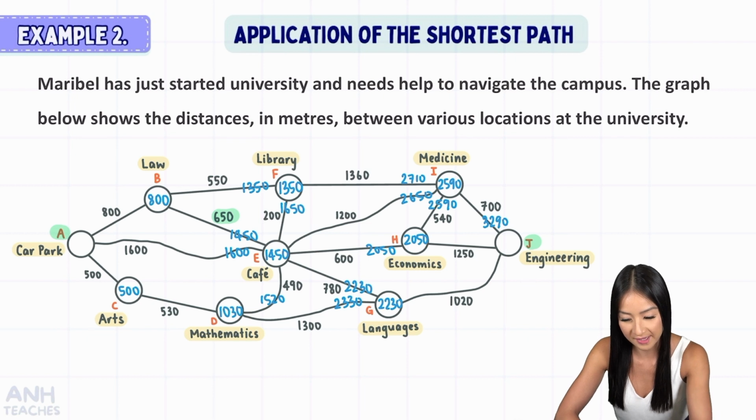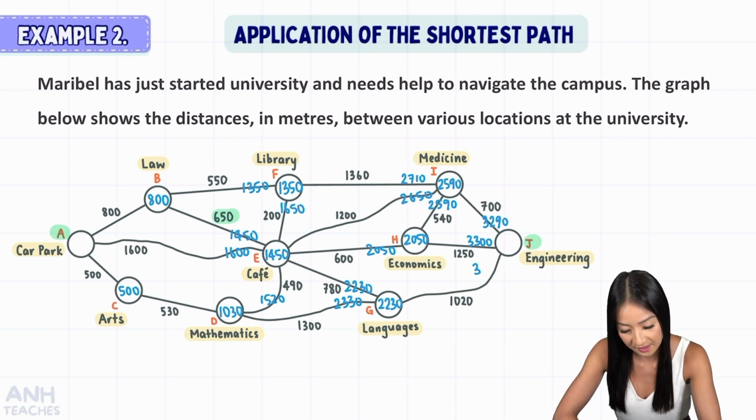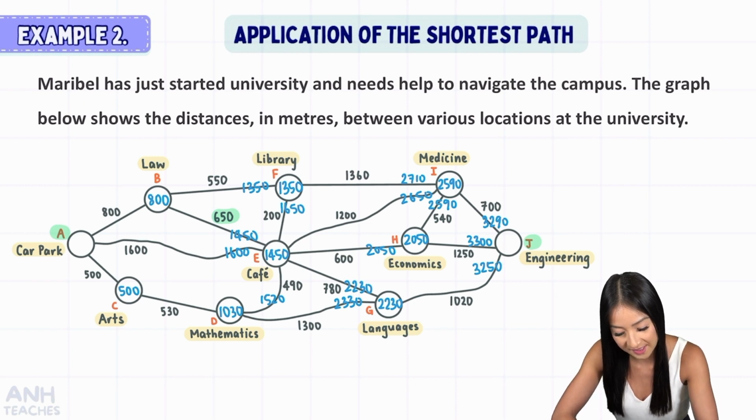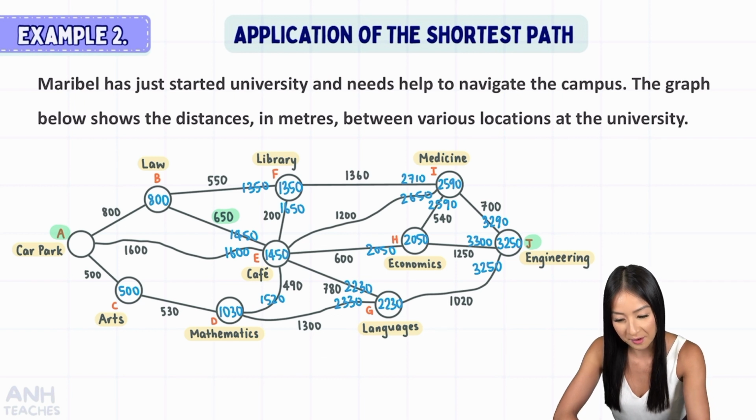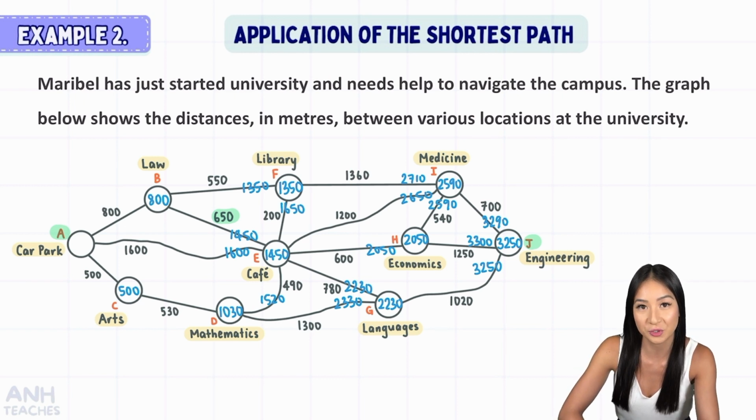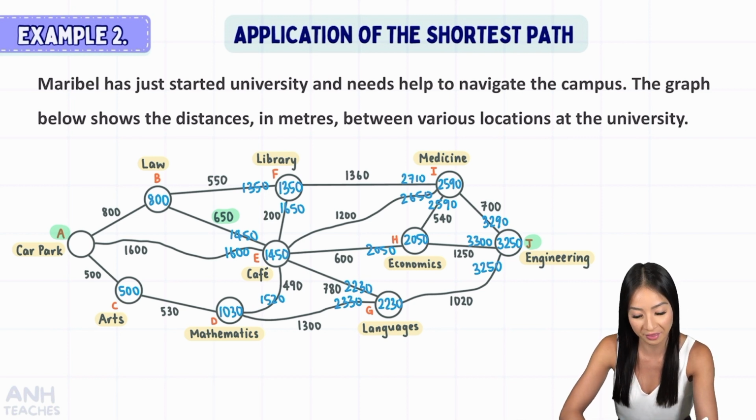2050 plus 1250, that's 3300. And 2230 plus 1020, that's 3250. So my minimum here is 3250. Now, my fifth step is to backtrack along the graph to find my shortest path.